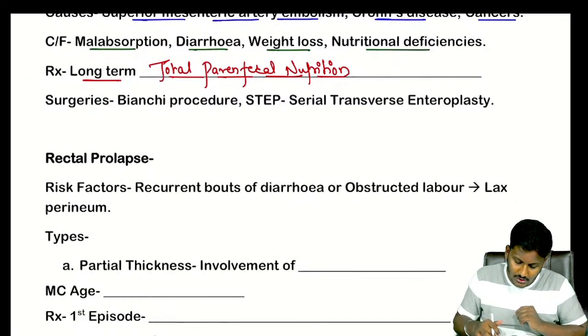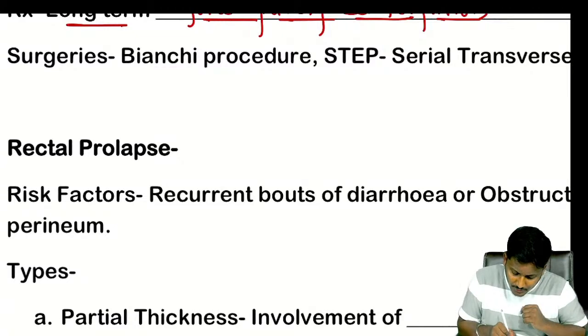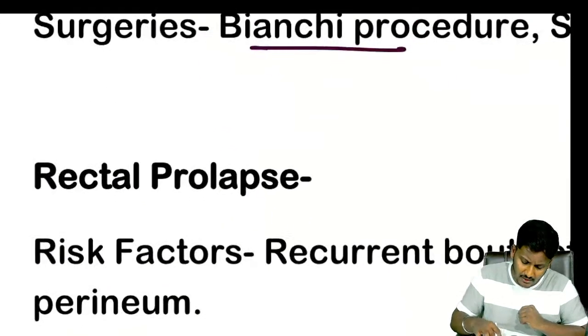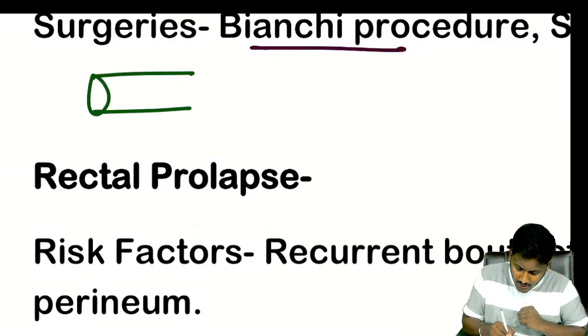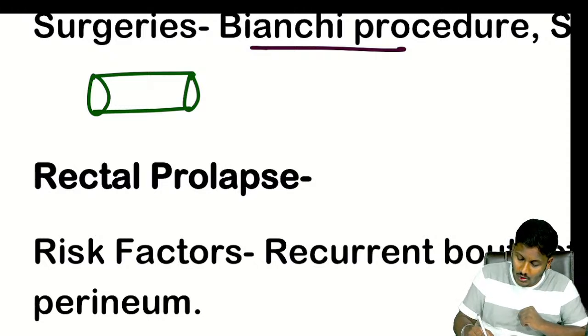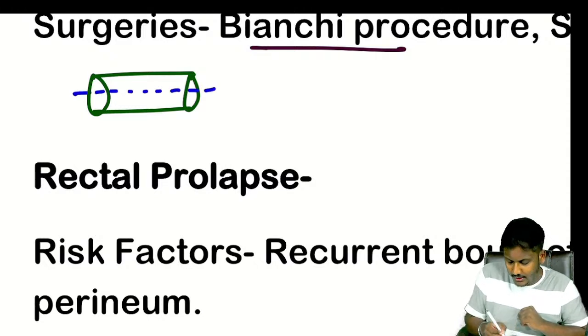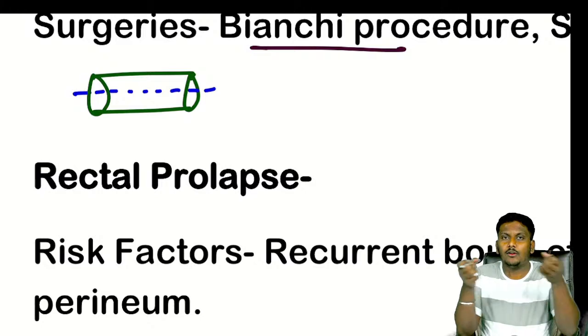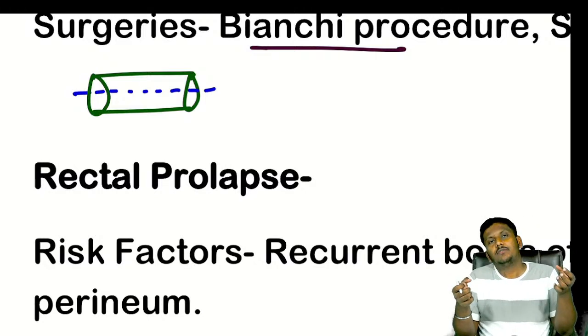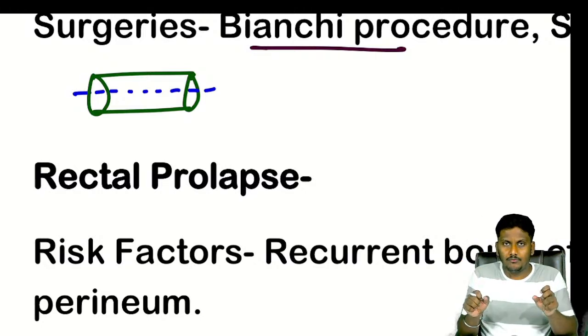Now what is the surgery that we can do? One is called the Bianchi procedure. What is that Bianchi procedure? Let's try to understand. See, beta, this is the small intestine which is left behind. What we will do, we will cut out the small intestine, beta, and after cutting, we now have two small intestines. We are going to create a lumen out of them, beta.